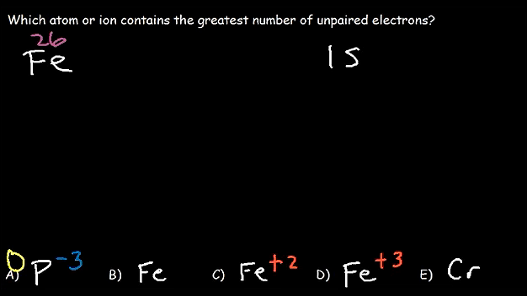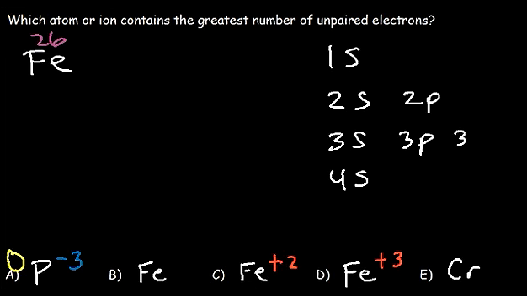And if you're ever unsure about how to write it, use this technique. Make a list of all the orbitals in this order. In the first energy level, you only have the 1s orbital. In the second energy level, you have 2s and 2p. In the third, you have 3s, 3p and 3d. And in the fourth, you have 4s, 4p, 4d, 4f.